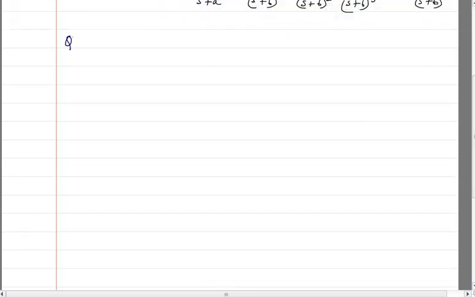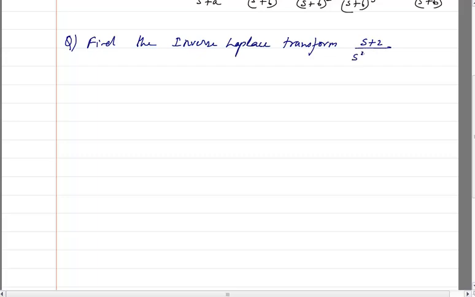So the question is, find the inverse Laplace transform of the function s plus 2 divided by s squared into s plus 3. So you can see how many poles there are. The solution is, first, the number of poles. How many poles are there?